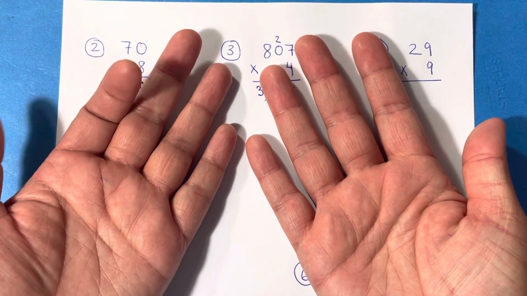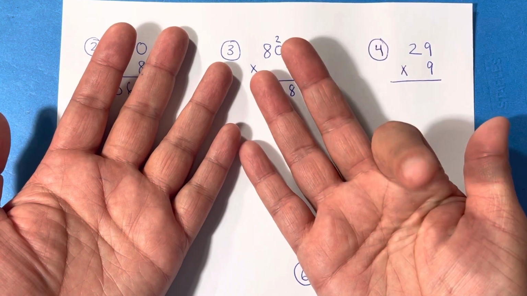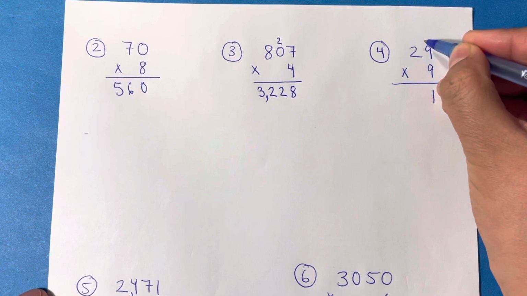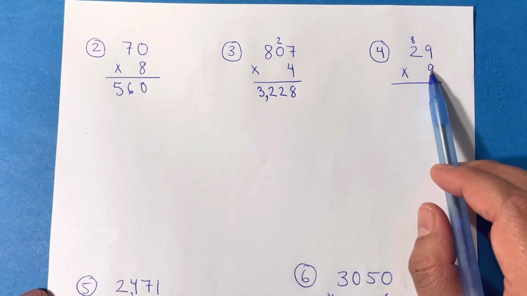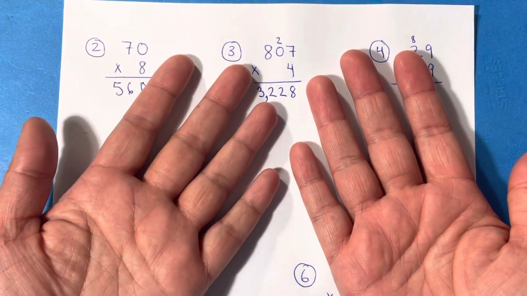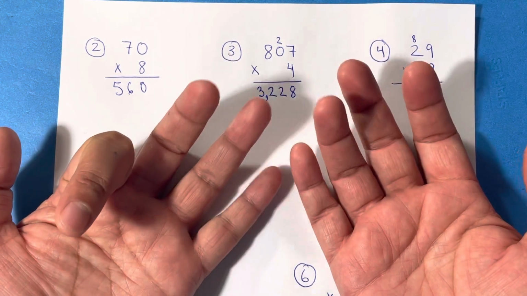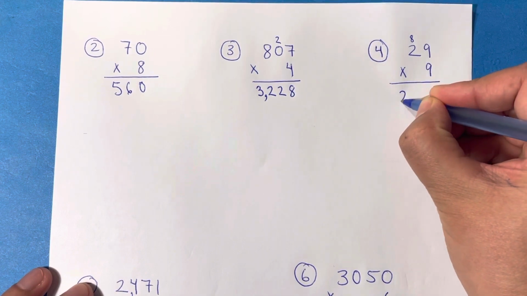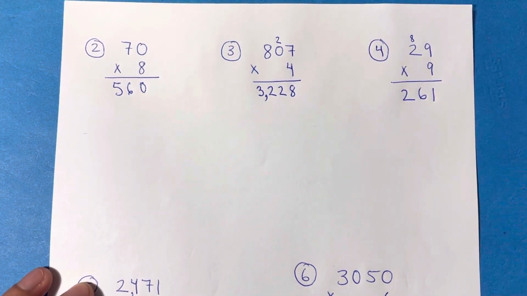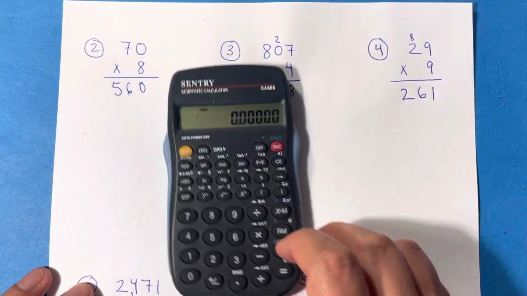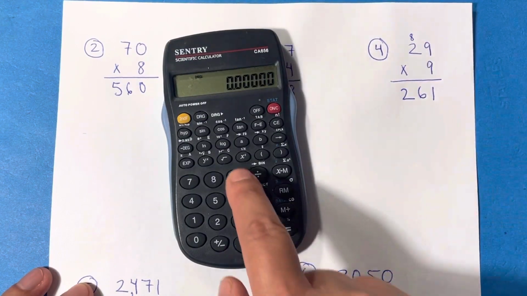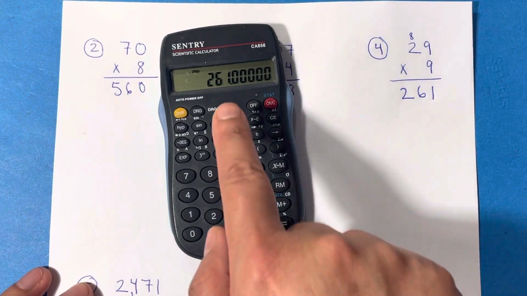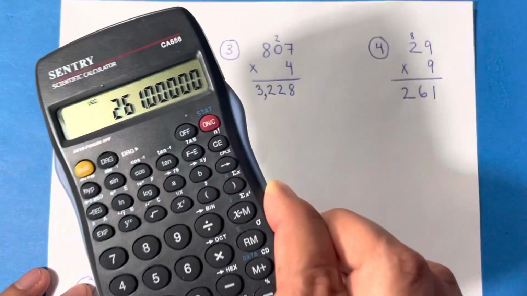Okay, so if we're multiplying 9 times 9, 9 times 1, 2, 3, 4, 5, 6, 7, 8, 9 is 81. We put the 1 in here and carry the 8. And then 9 times 2 is 18. 18 plus 8 is 26. We use our calculator to check 9 times 29, and it's 261 because there is a decimal.